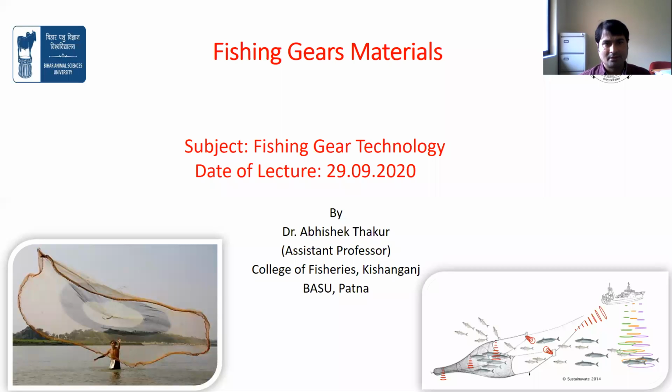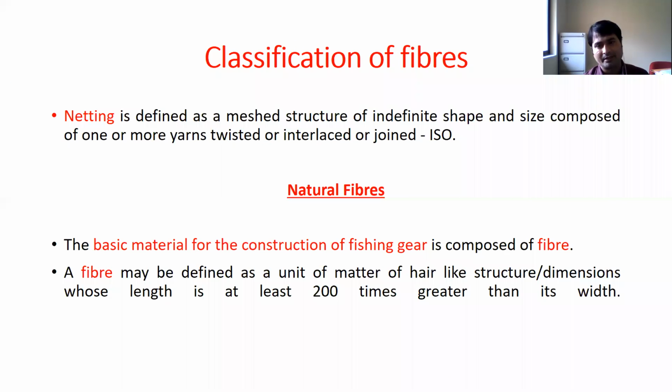Today's topic is fishing gear materials. For manufacturing of fishing gear, we have to use different kinds of material to manufacture fishing nets or fishing gear. Before going to the different materials, first we have to know about netting, because ultimately by using different kinds of materials, we have to make the net.